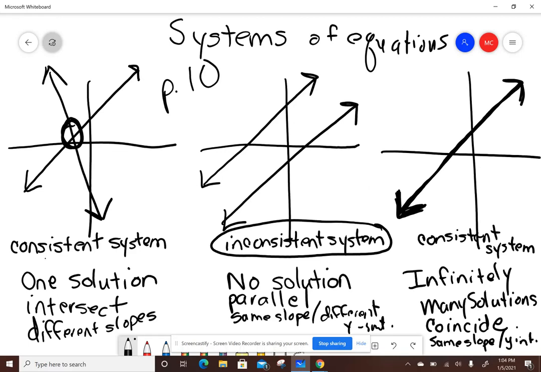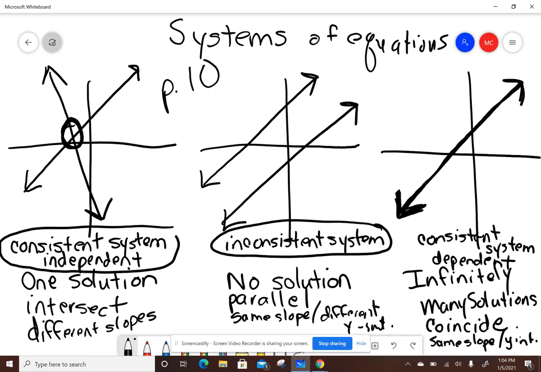Okay, so this is a consistent, independent system. This is independent because the lines are going in their own direction. This is consistent and dependent. It's dependent because one is right on top of the other. It's a dependent system. So you should copy consistent independent system, inconsistent system, and consistent dependent system in your notes on page 10.